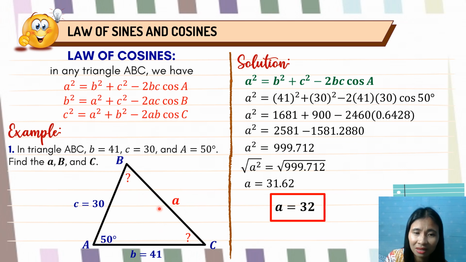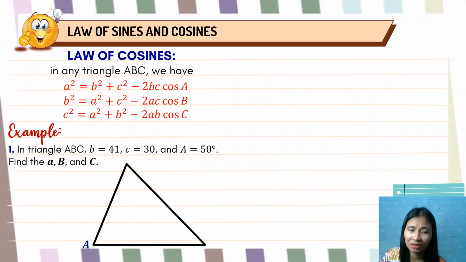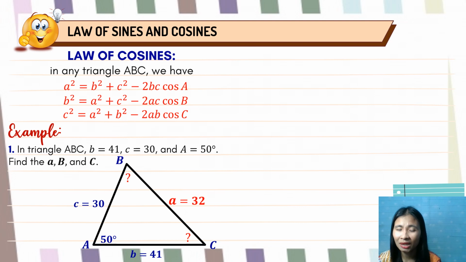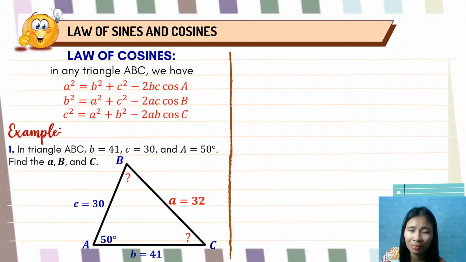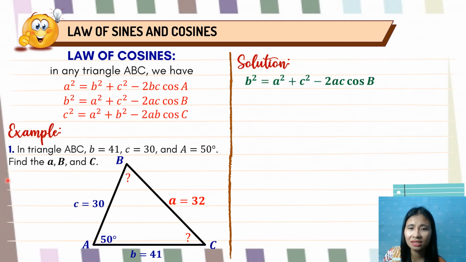So what remains is the measure of angle B and angle C. So next, using the same given, we still have this information here. But this time, we already have the length of A, which is equal to 32. That is based from the computation we have done a while ago. So this time, let's try to solve for angle B. So for angle B, just locate the equation with cosine B. So that is B squared is equal to A squared plus C squared minus 2AC cosine B.